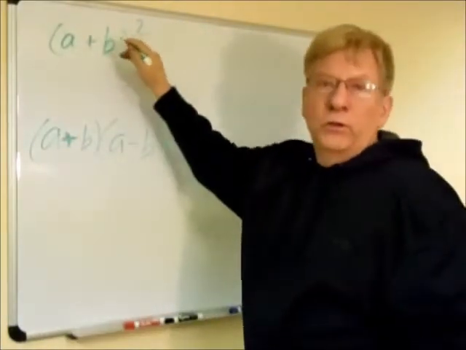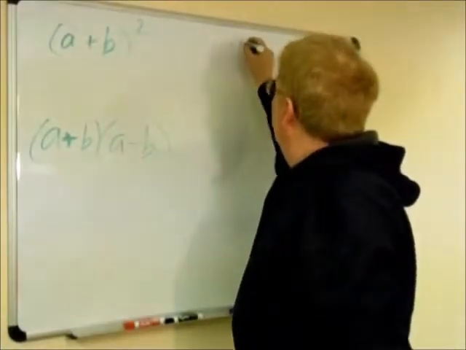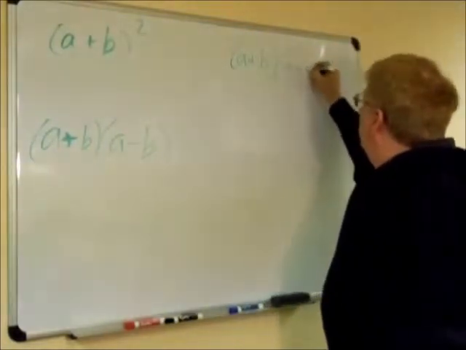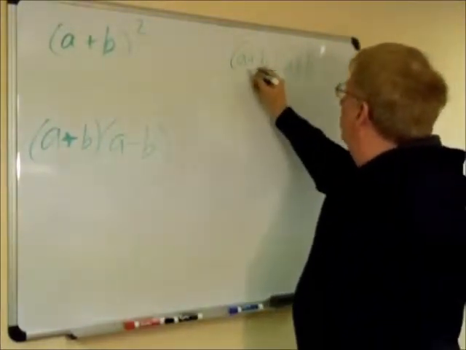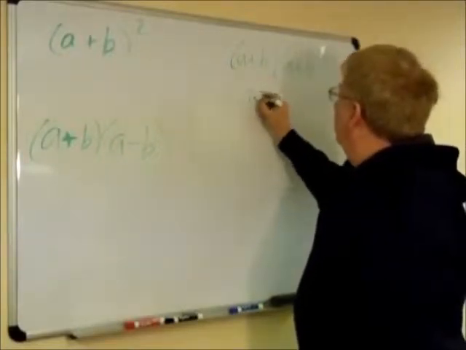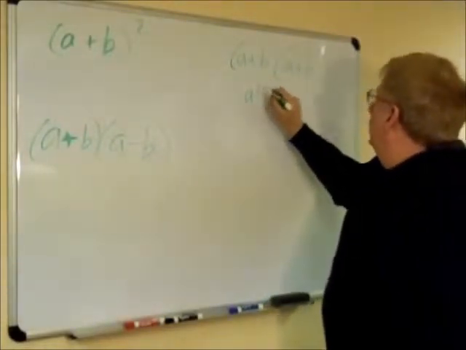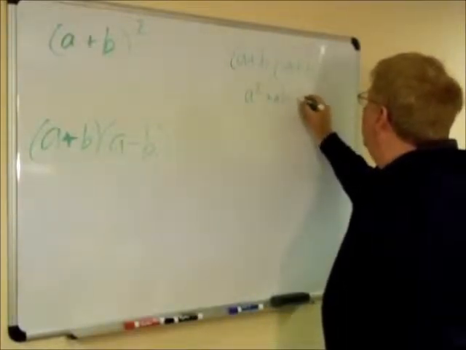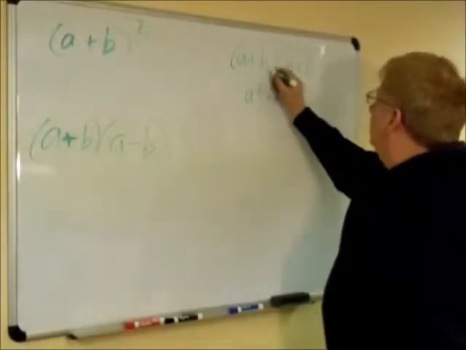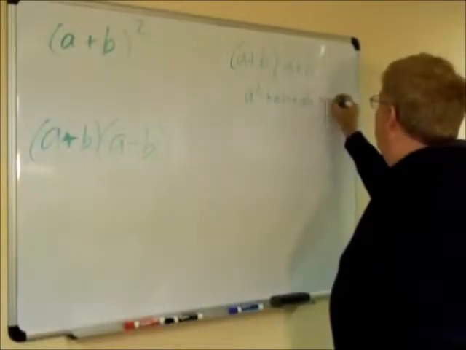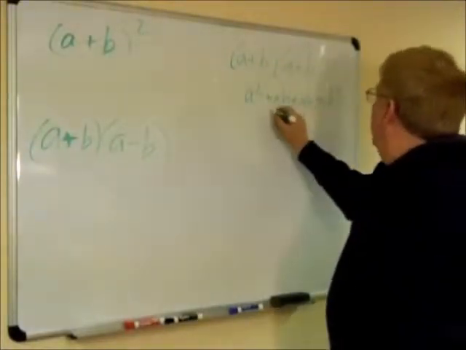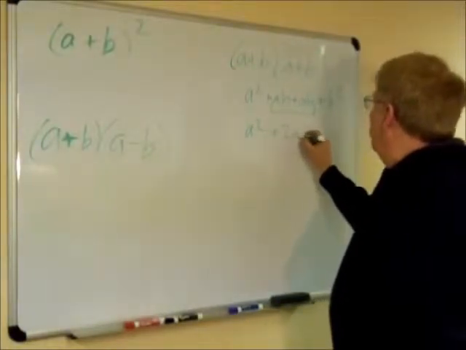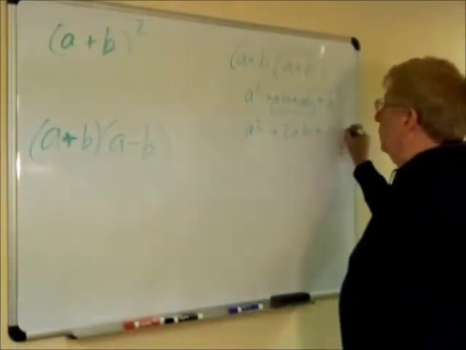There's a pattern here. You can use the FOIL method. You could just say a plus b times a plus b. If you use the FOIL, first terms, outer a times b, inner b times a, and then last b times b. And these two middle terms would add together. You'd have a squared plus 2ab plus b squared.